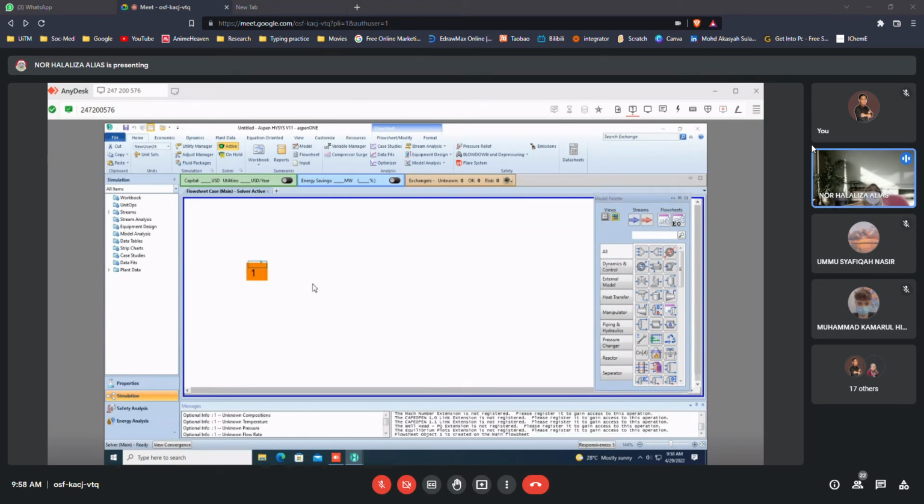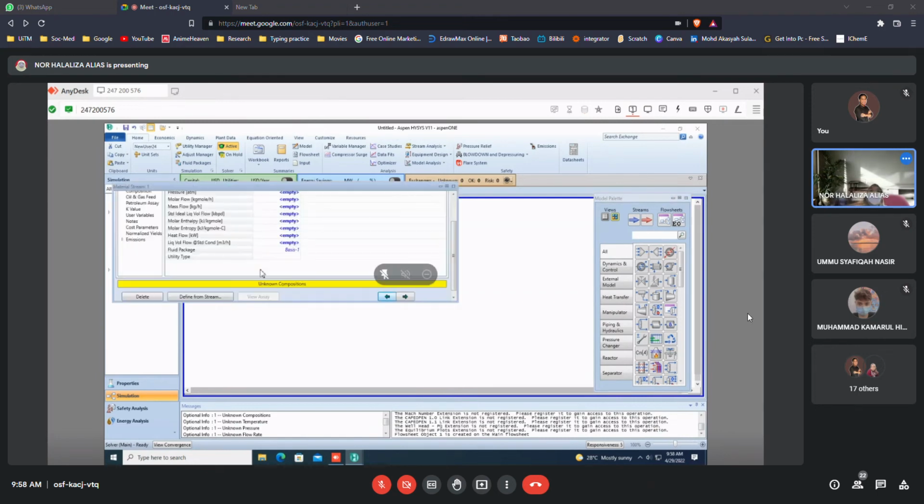Disebabkan dalam plan ni kita ada pump, so before you drag any of the equipment from the right hand side here, you have to make sure that the stream has been converged sebelum you tarik apa-apa, distillation column ke, reactor ke, pump ataupun heat exchanger, sama juga. Okay, double click.